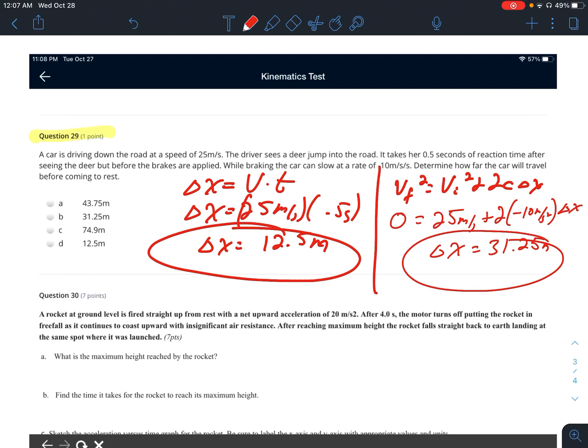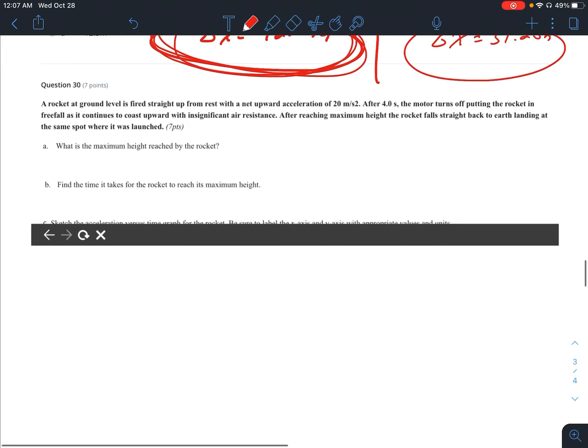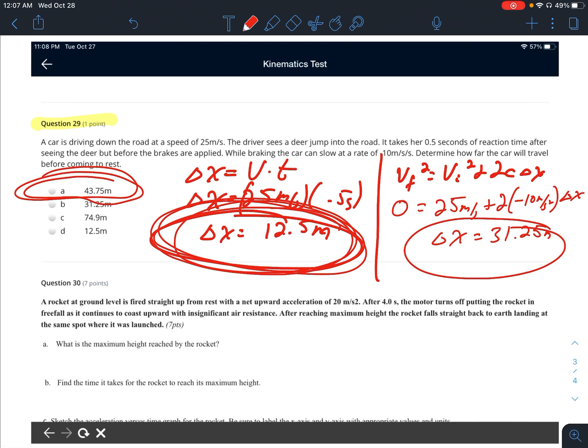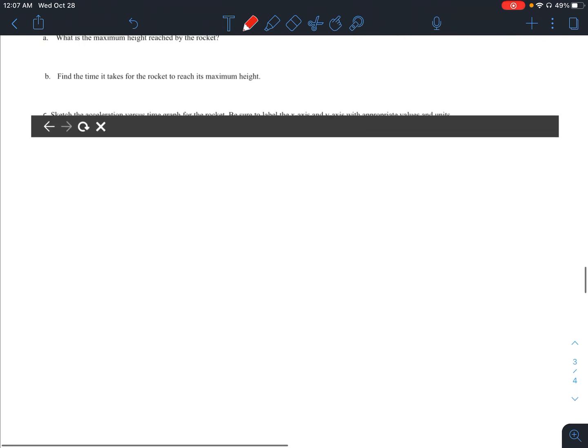So the first delta x here is when we were moving at a constant velocity, and then the 31 when we were slowing down. Add those together to get our total distance that we traveled. Okay, so those are the multiple choice. If there are any other questions for that, please let me know through Schoology or during next class, and we can discuss the test further then.